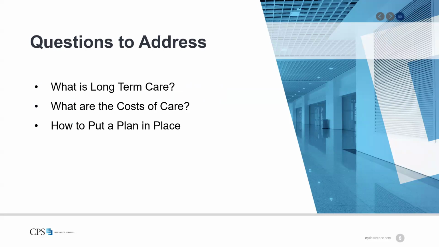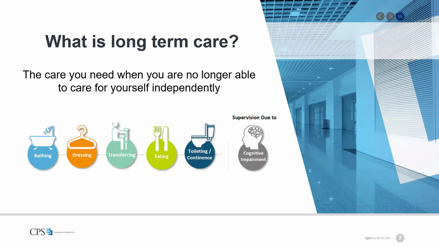I always want to get on the same page with the client to make sure that we're speaking the same language. So I let them know, we're going to talk about what specifically is long-term care. What are the costs of care today, and what do we expect the cost of that care to be in the future? And then what are the different ways that we could put a plan in place? Because that's really what it's all about. So first, what is long-term care?